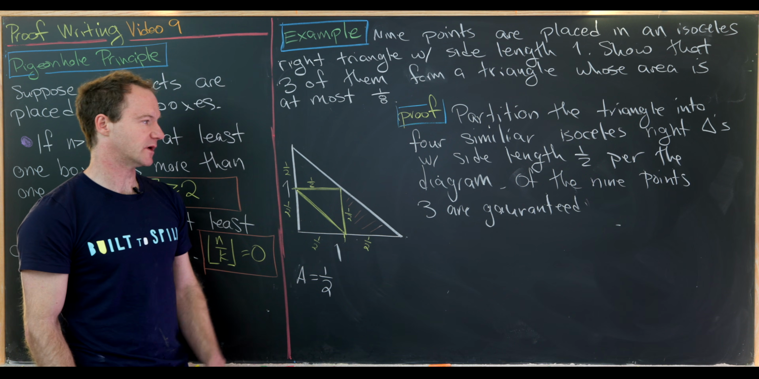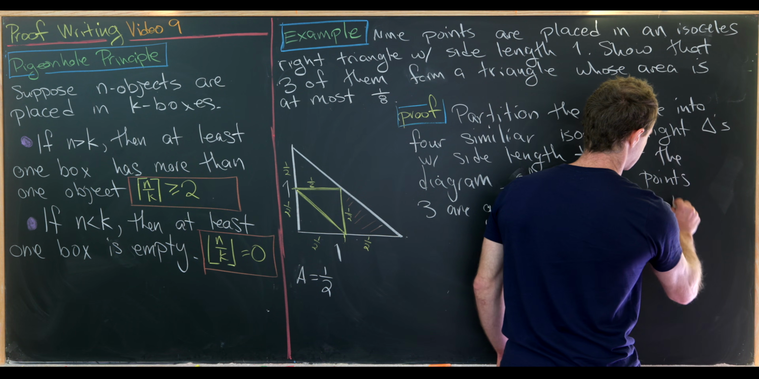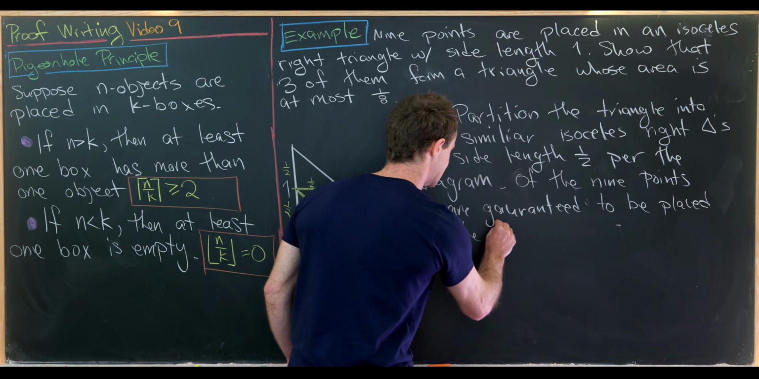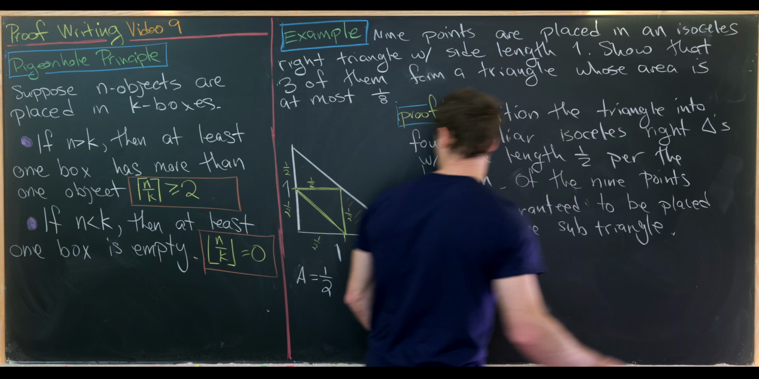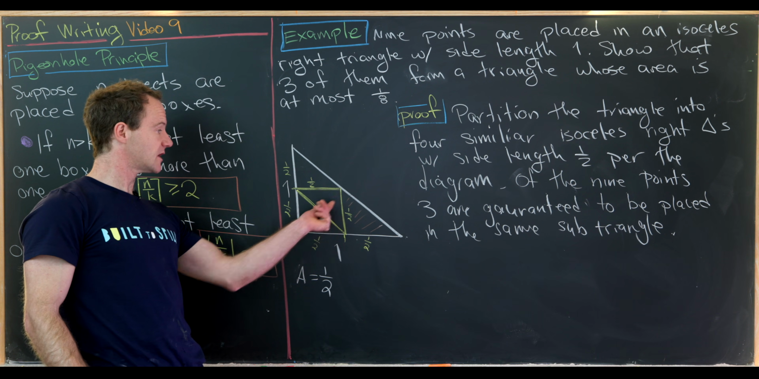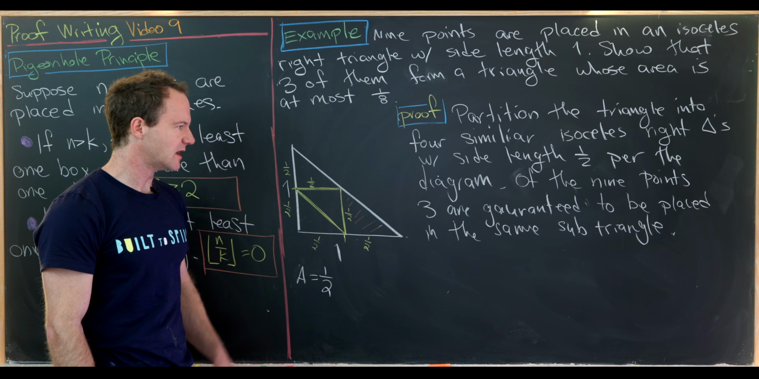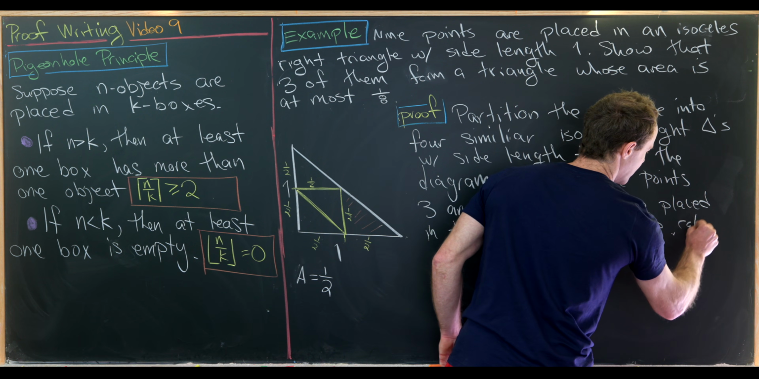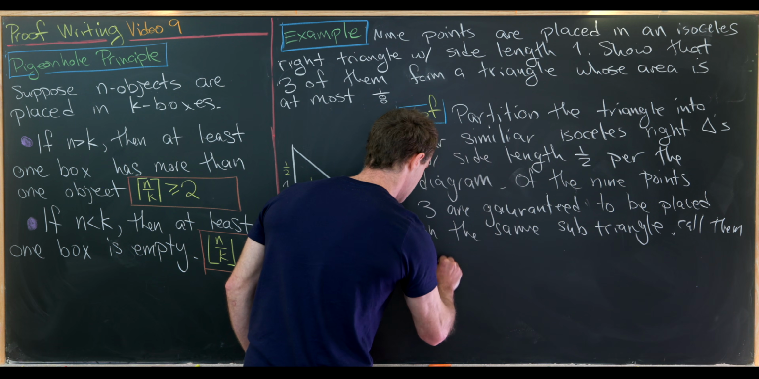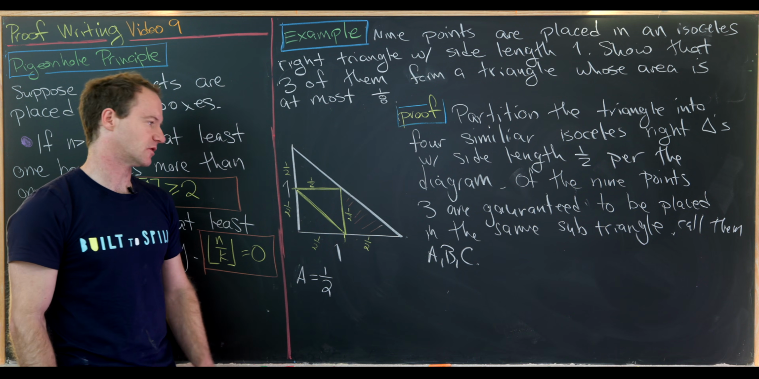So of the 9 points, 3 are guaranteed to be placed in the same subtriangle. So by subtriangle, I mean either this one right here, this one right here, this one right here, or this one right here. Okay, well, let's also maybe give a name to those points. So let's call them A, B, C. Great. So again, that's by the pigeonhole principle.